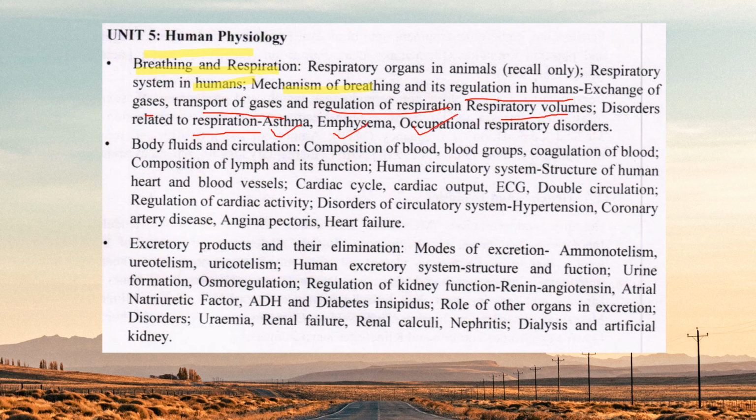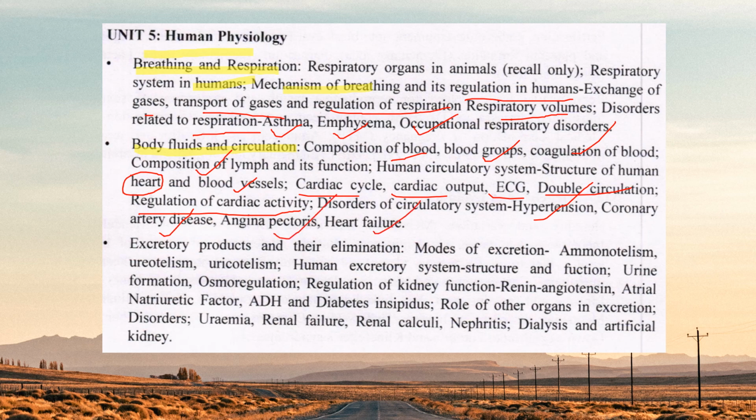Then the other chapter is body fluids and circulation, and in this we have to read about the composition of blood, the blood groups, coagulation of blood, composition of lymph and its function, human circulatory system. In this we have to read about the structure of human heart, structure of human blood vessels, cardiac cycle, cardiac output, ECG, double circulation, regulation of cardiac activity, disorders of the circulatory system like hypertension, CAD, that is coronary artery disease, angina pectoris and heart failure.